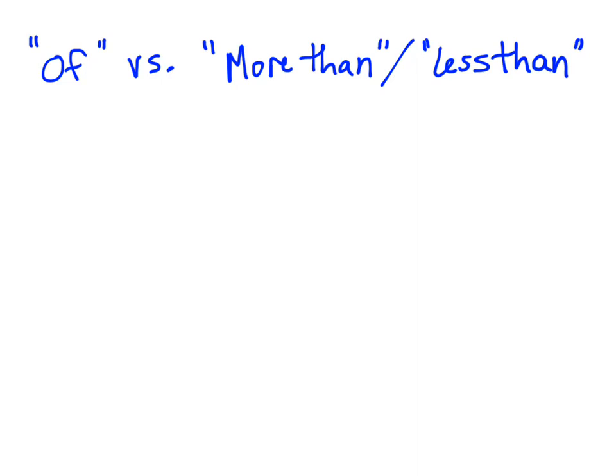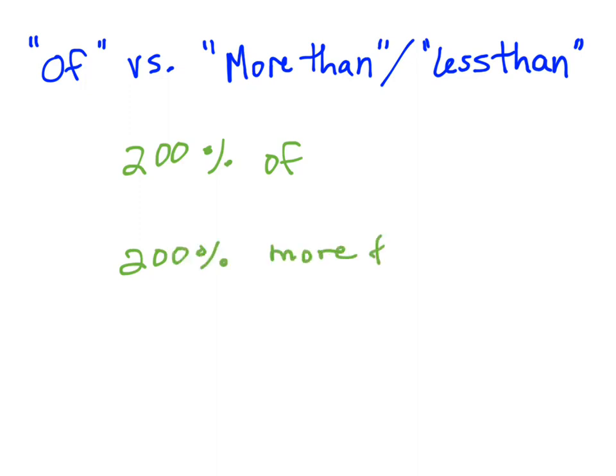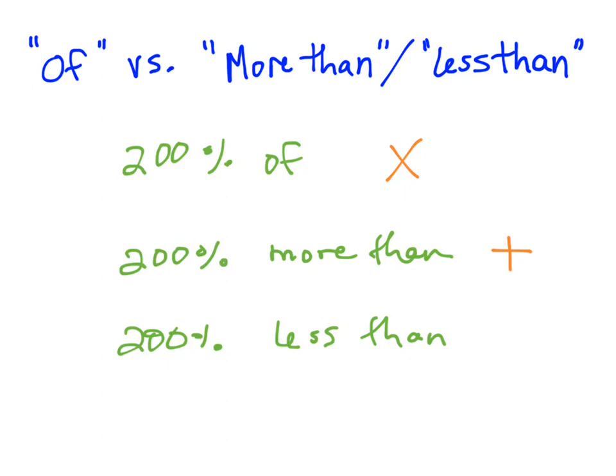Okay, let's talk about the word "of" versus the phrases "more than" or "less than." It does mean something different to say that the population is 200% of something else versus 200% more than. The difference is that "of" means multiply, and "more than" means addition. And then let's add in "less than" at the same time. So 200% less than means subtraction.